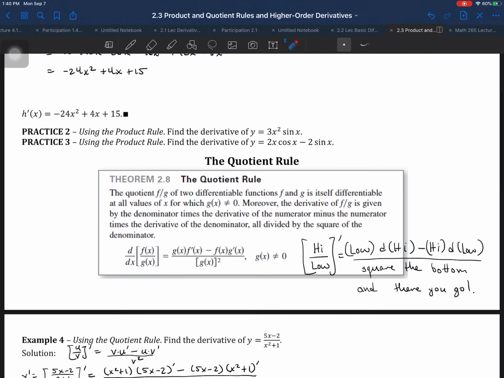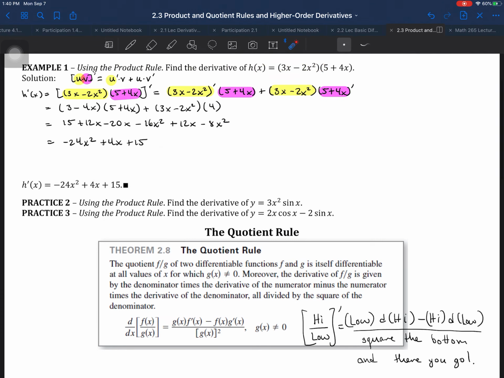I encourage you guys to practice the following here. In fact, let's see. Maybe I'll do one of these. I'll do the first one here. If you don't mind, I'm going to use this space. So I'm going to have y equals 3x squared sine x. Now, the first thing you have to identify is that this is a product of two functions.